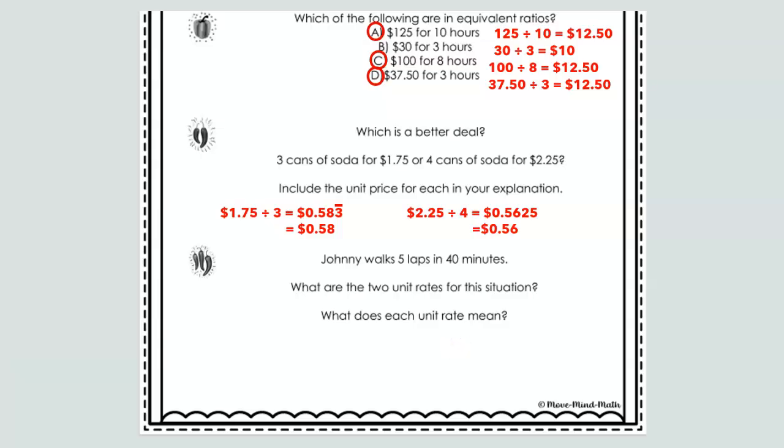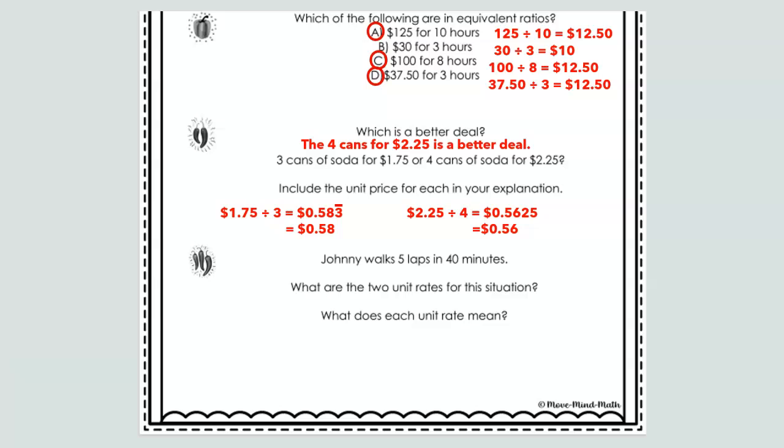Then we'd have to take the $2.25 divided by 4. This gives us 0.5625. When we round this number, we get approximately 56 cents per can. This means that the 4 cans for $2.25 is a better deal because it is a cheaper cost per can.